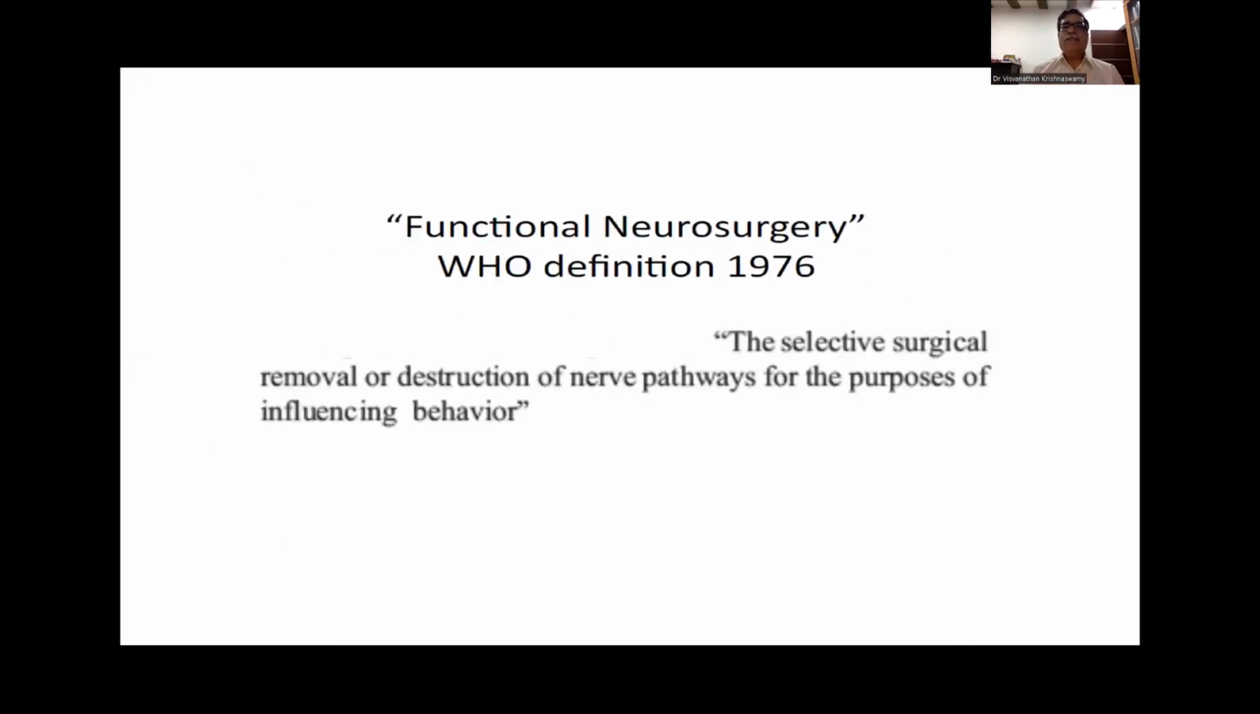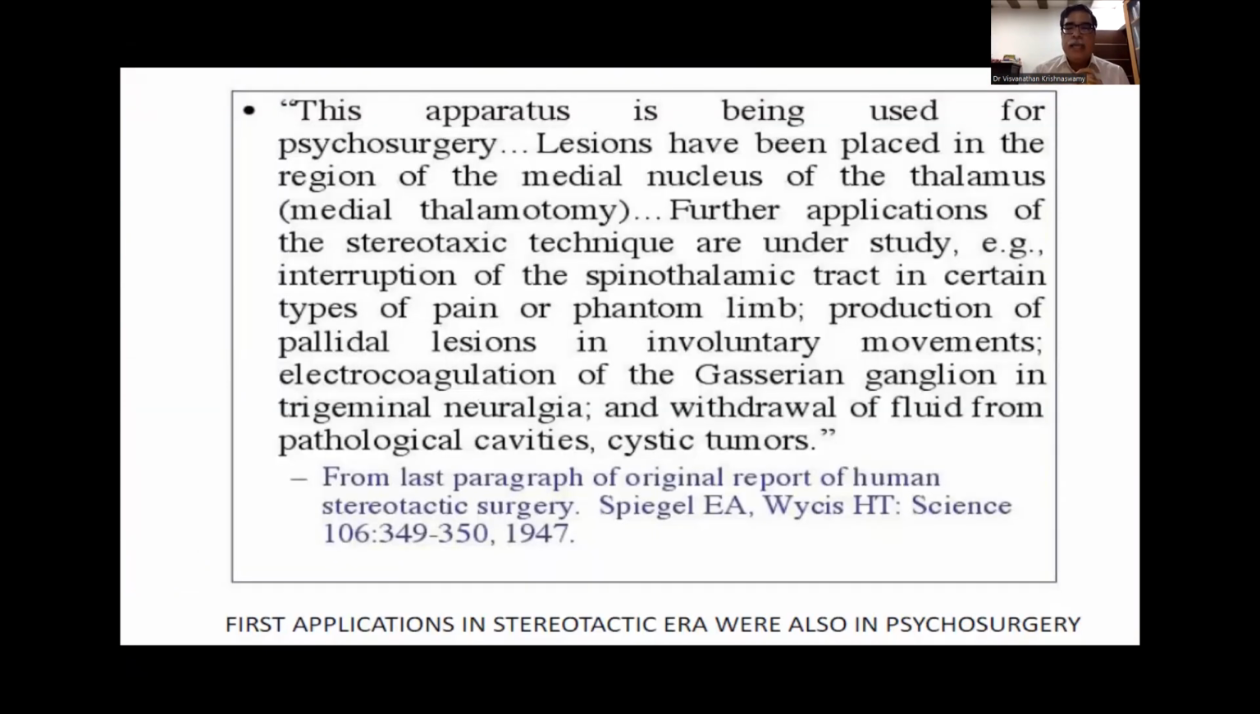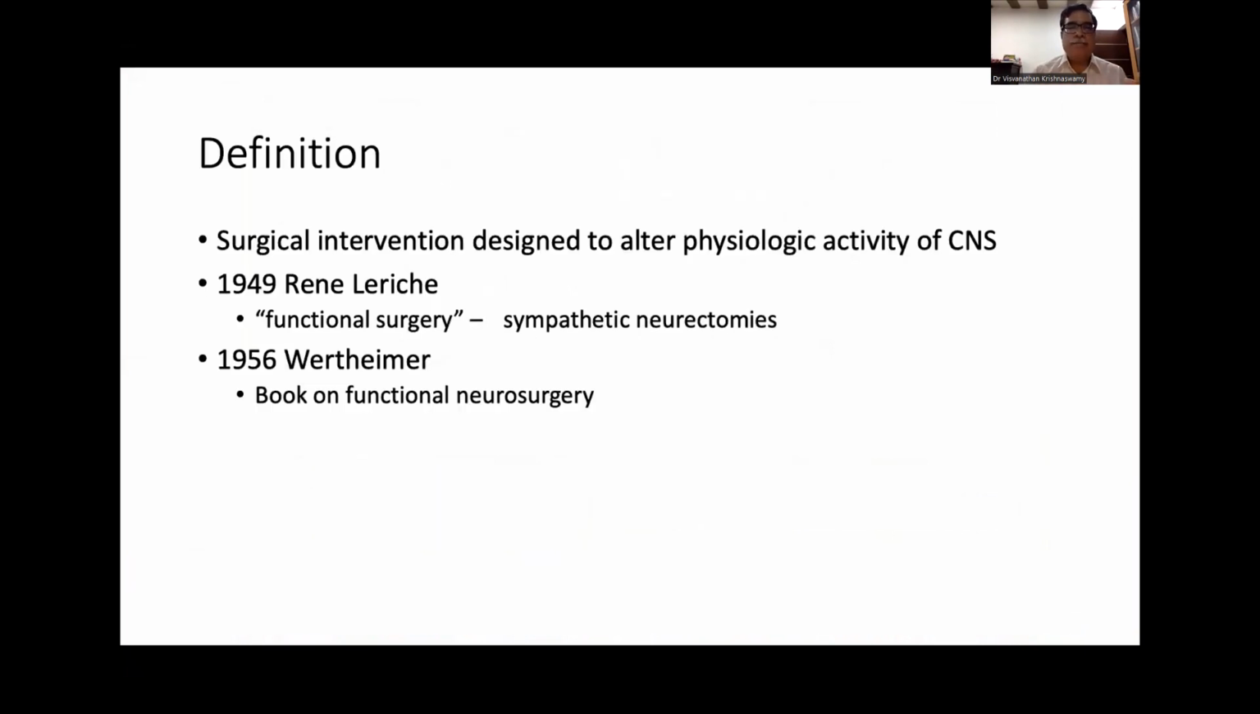Now, what is functional neurosurgery? The World Health Organization in 1976 defined it as the selective surgical removal or destruction of nerve pathways for the purposes of influencing behavior. And here are Walter Freeman and Watts doing their lobotomies on psychiatric patients. Indeed, when Spiegel and Wycis designed their stereotactic frame, the first indications again were psychosurgery and not movement disorders.